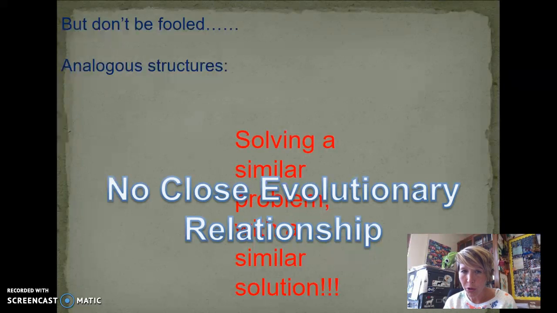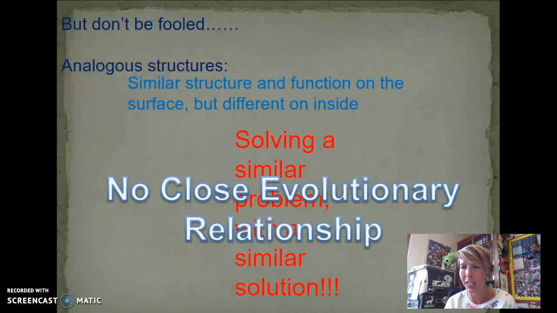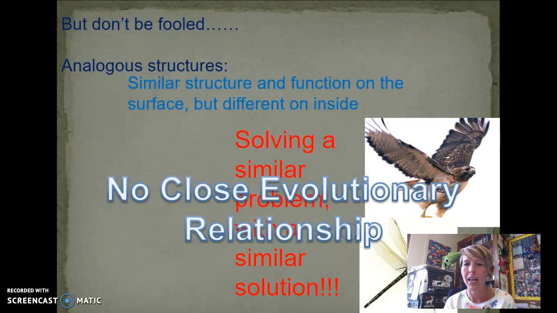But don't be fooled. There is another set of structures called analogous structures. These are really neat. They have a similar structure and function on the surface, but they're very different on the inside. Examples of analogous structures would be wings. So for example, an owl's wings versus a dragonfly's wings. Why do these organisms evolve to have wings? Because they fly. So flying is the common theme.